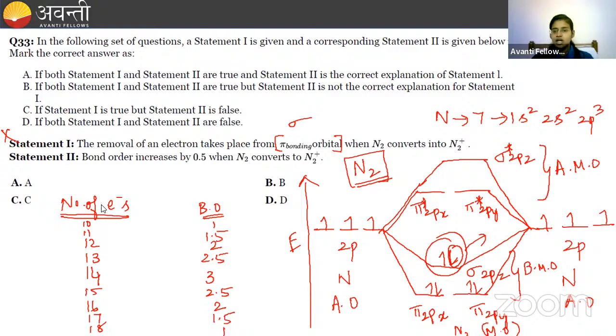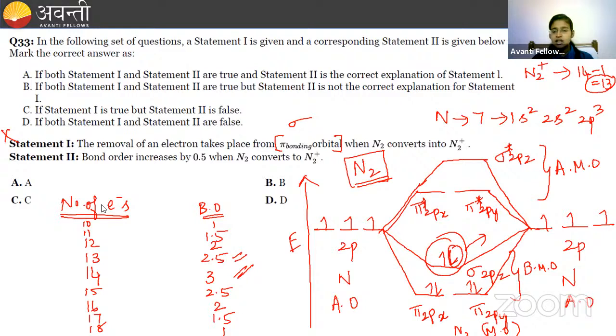Now let us calculate the total number of electrons in N2 and N2+. Nitrogen has an atomic number of 7, and there are 2 nitrogens, so 7 plus 7 is 14. When you go to N2+, N2 has 14 electrons but it is losing 1, so that's why it gets the plus charge. So 14 minus 1 is equal to 13. For 14, the bond order is 3, and for 13, the bond order is 2.5.